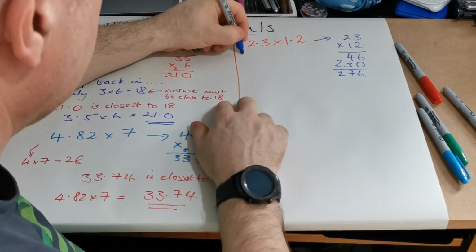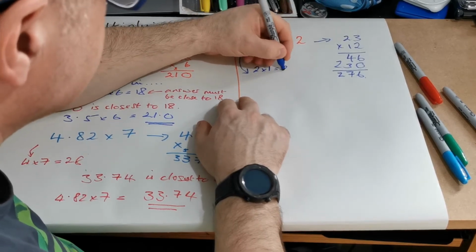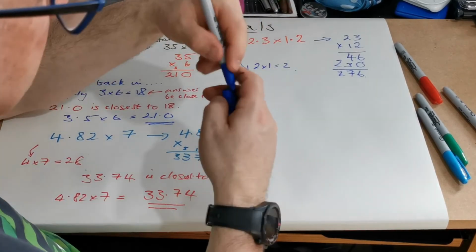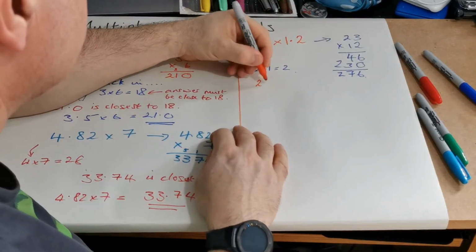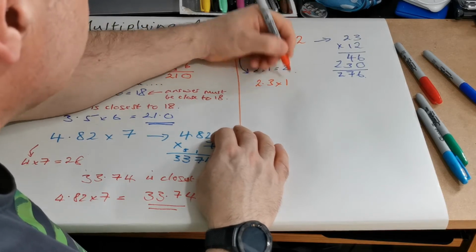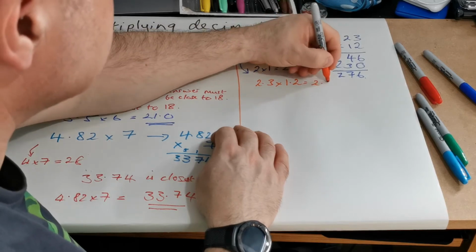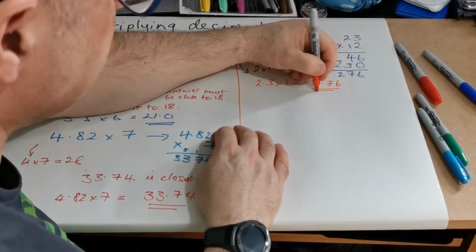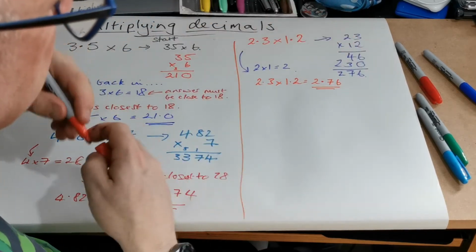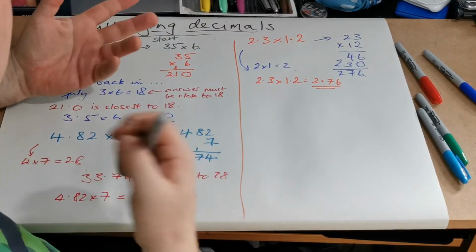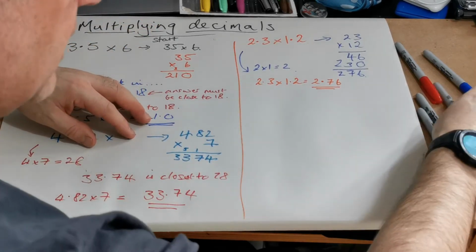When I look at it roughly, I've got 2 times 1 is 2. So I'm looking for putting my decimal point in as close to 2 as possible. I think you can see there that 2.3 times 1.2 would be 2.76, because that would be closest to 2. So it obviously makes sense to put it in there.